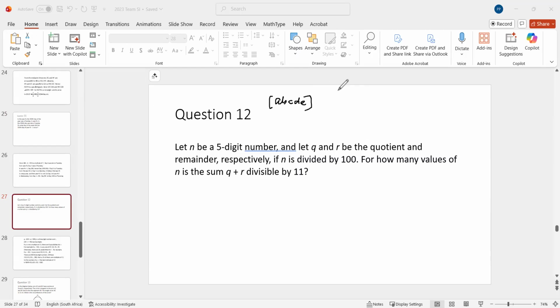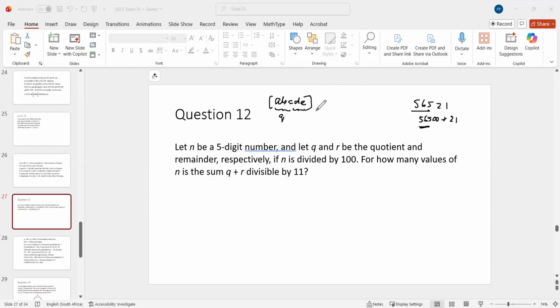Now, when you divide a 5-digit number by 100, if you take, for instance, 56521, this is 56500 plus 21, right? So if you divide this by 100, you're going to get a quotient of 565 and a remainder of 21. So this first 3 digits is a quotient when you divide this entire 5-digit number by 100. So they say the quotient is Q. So that is Q, the 3-digit number.